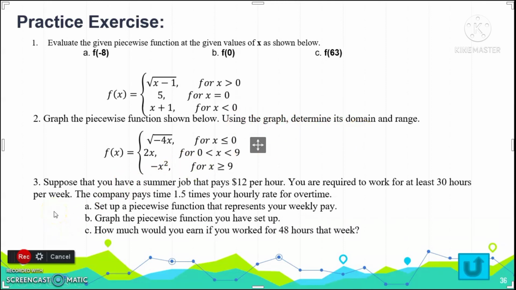Third, suppose that you have a summer job that pays $12 per hour. You are required to work for at least 30 hours per week. The company pays 1.5 times your hourly rate for overtime. A. Set up a piecewise function that represents your weekly pay. B. Graph the piecewise function you have set up. C. How much would you earn if you work for 48 hours that week?